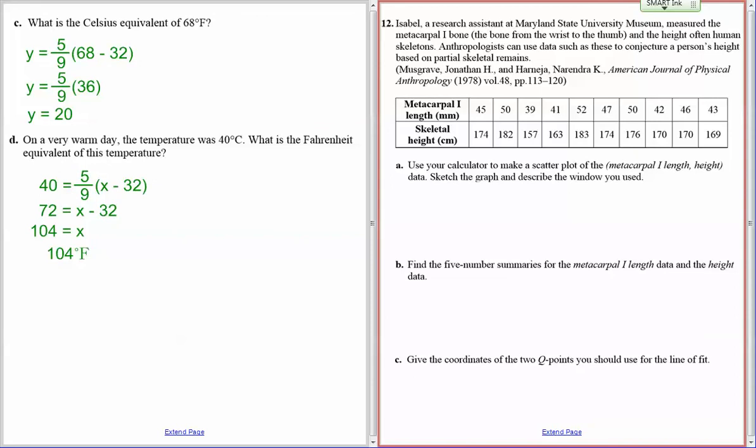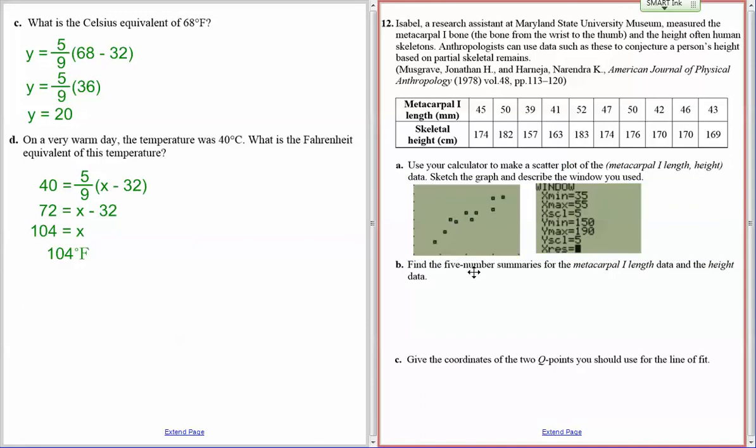Coming down to the end here, Isabel, a research assistant at Maryland State University Museum, measured the metacarpal 1 bone and the height of 10 human skeletons. Anthropologists can use data such as these to conjecture a person's height based on partial skeleton remains. So we're going to use our calculator to make a scatter plot and sketch a graph and describe the window we used.